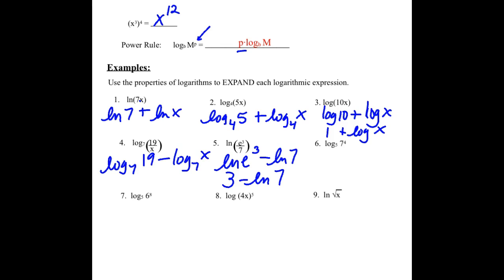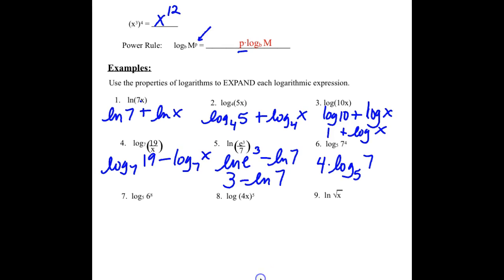All right, question 6. Do you have multiplication, division, or a power? We have a power. What do we do with powers? Move them to the front and turn it into multiplication. So this is going to become 4 times the log base 5 of 7. All right, so what would we put for number 7? 8 times the log base 5 of 6.